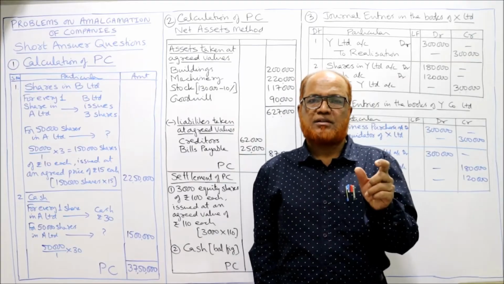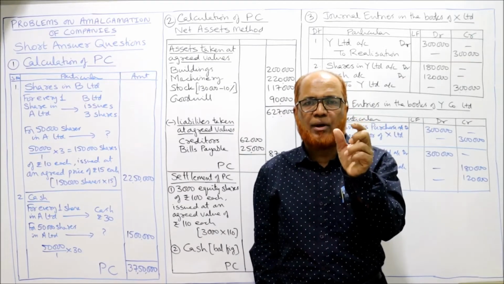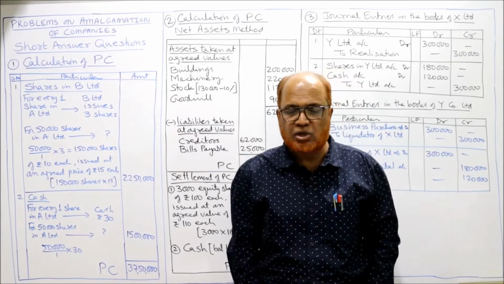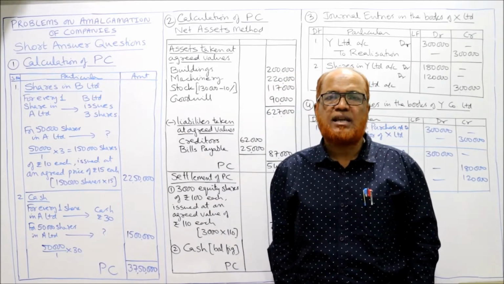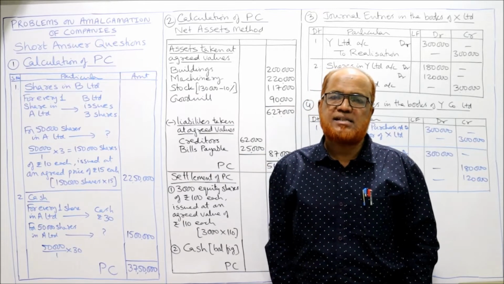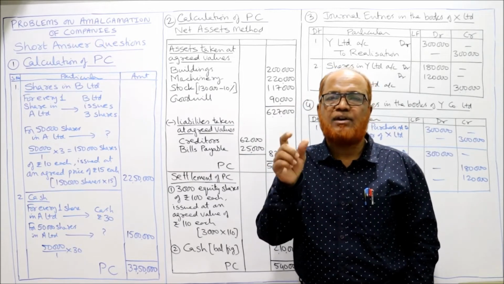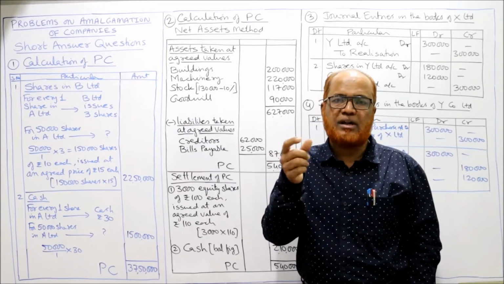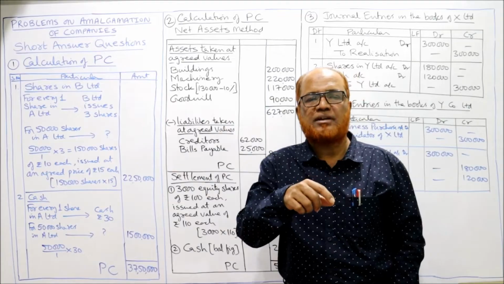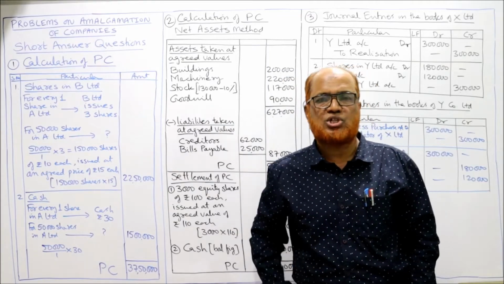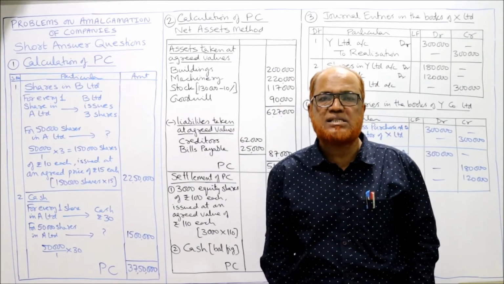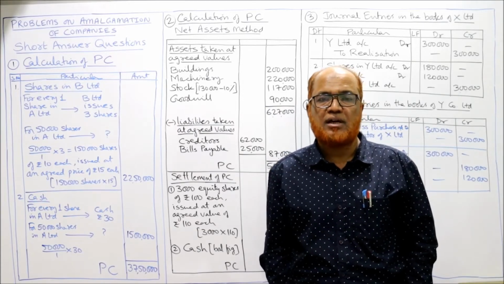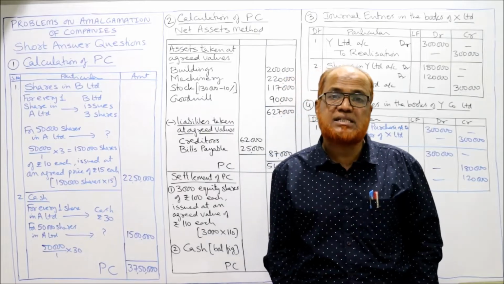First method, lump sum method. Lump sum method means a single amount will be quoted by the transferee company to the transferor company. That is not applicable here. Second one is net assets method. Net assets method will be applied whenever any form of payment is missing. For example, B Limited says we will issue some 50,000 shares of rupees 10 each and the balance in cash. This balance in cash is the missing figure. In that case, we apply net assets method.